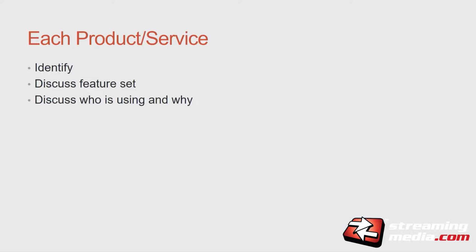Now, for each product or service, we're going to identify what the product is, and we're going to discuss the feature set. I also sent a list of questions to the vendors: who's using you, why are they using you, what are your advantages over other products in the category, and what are the advantages of this category as compared to other categories. So that's what we're going to be going through over the next 40 minutes or so.